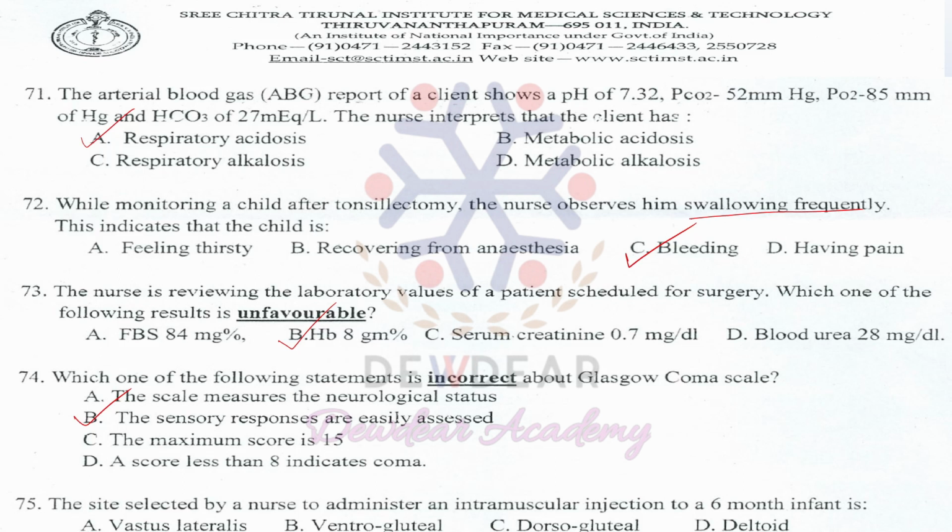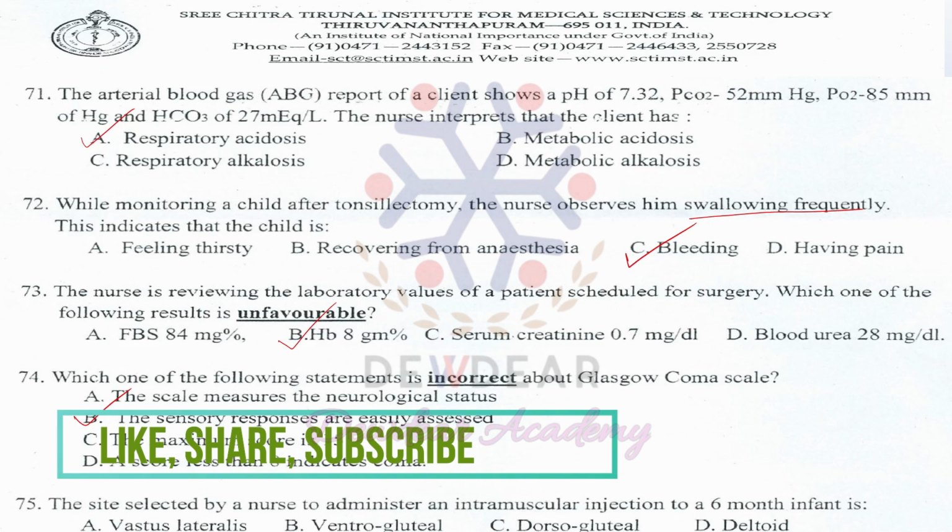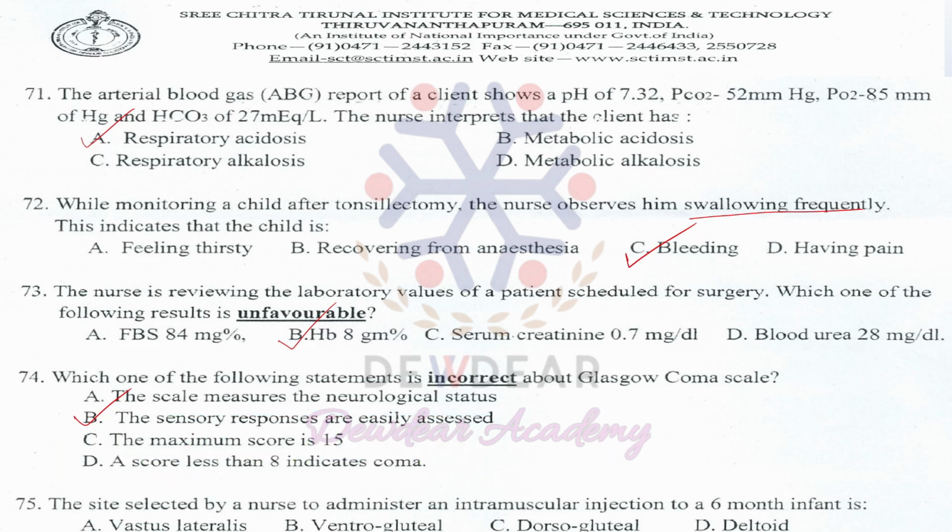Then question number 75. The site selected by a nurse to administer an IM injection to a 6-month-old infant is: vastus lateralis, ventrogluteal, dorsogluteal, or deltoid. The answer is option A, vastus lateralis. Vastus lateralis is the correct answer for the site used for IM injection to a 6-month-old infant.